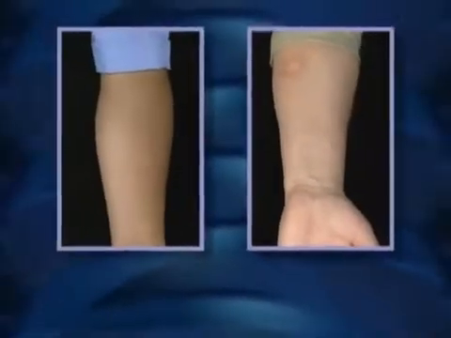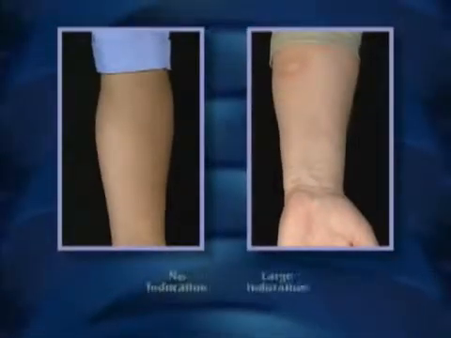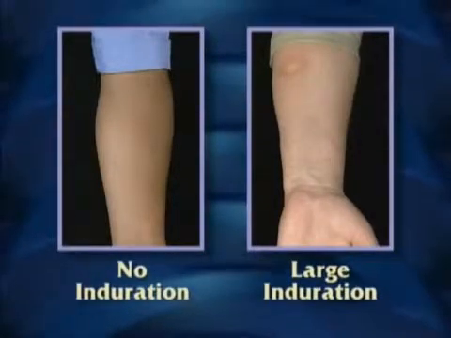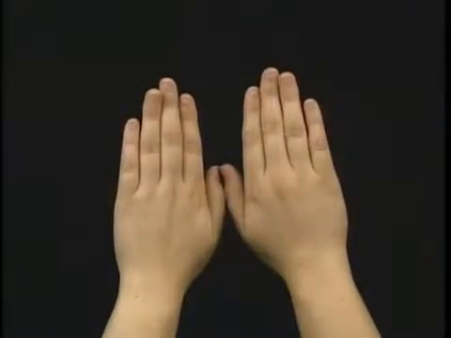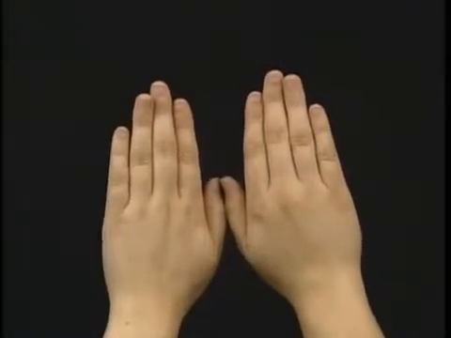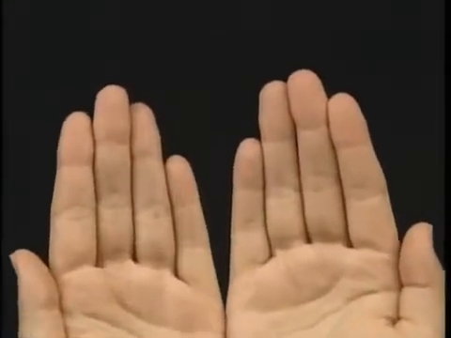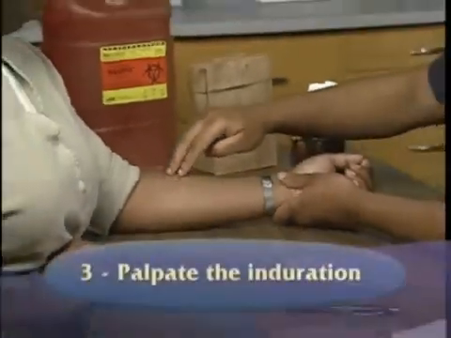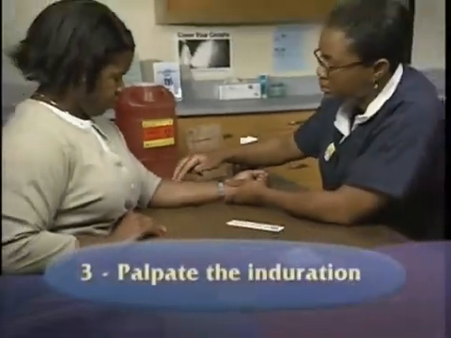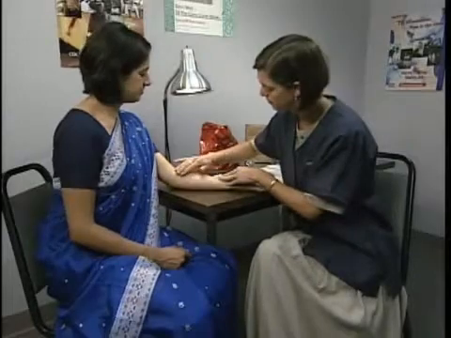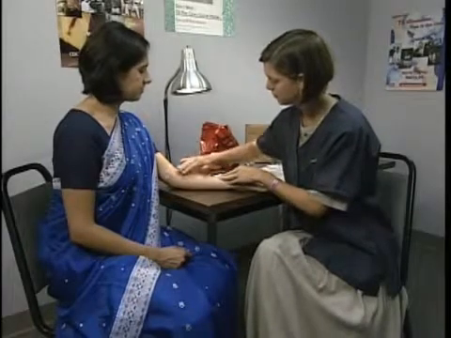Reactions to the tuberculin tests at the injection site can range from no induration to a large, well-defined induration. In order to feel the induration properly, keep your fingernails short enough so that they don't protrude beyond the finger. The induration is not always visible, so you must rely on palpation with your fingertips to discover if there's induration at the site. With your fingers together, touch the area lightly with the pads of your fingertips.